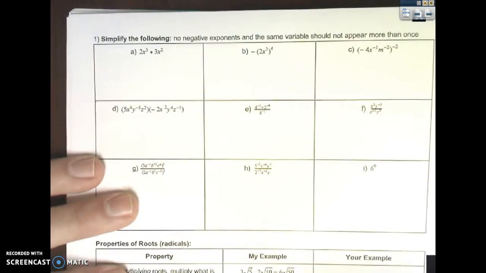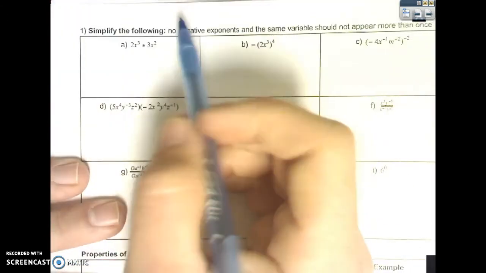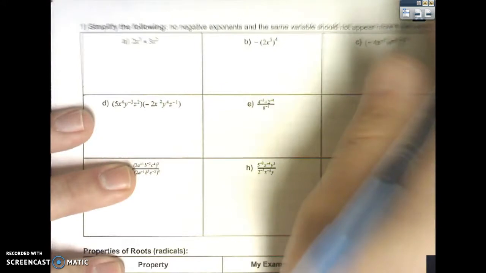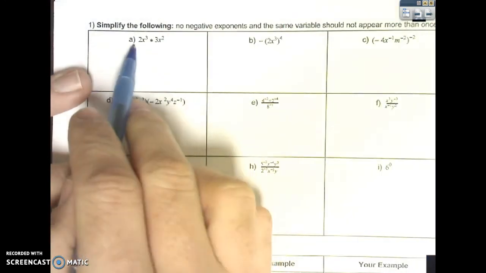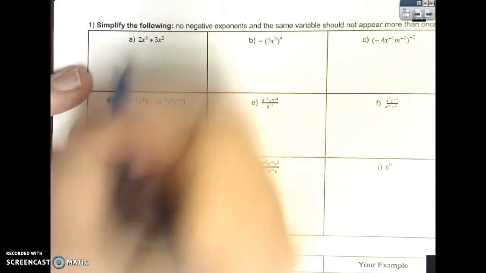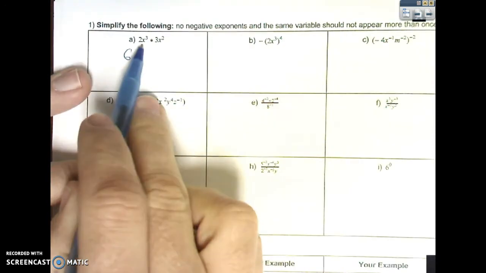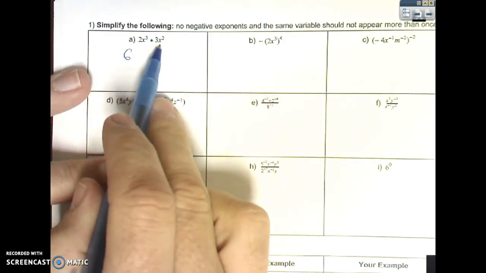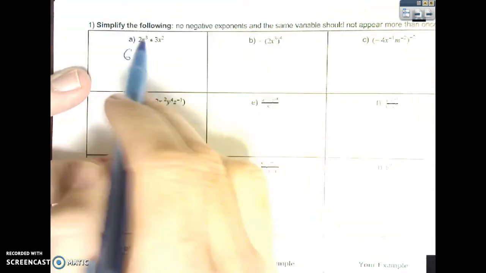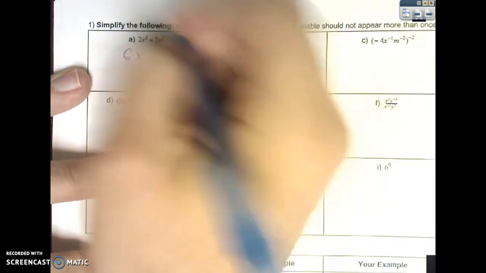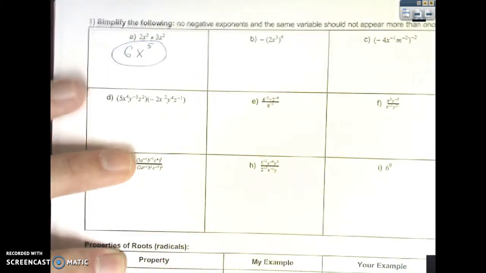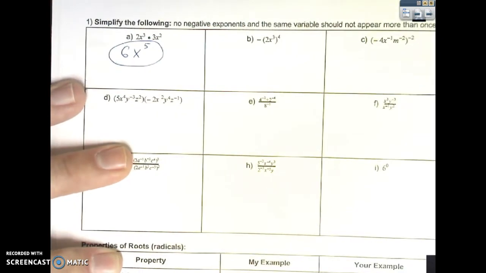I'm going to try to zoom in just a little bit more so that we can see this better. First one, part A. I'll try and do one of each type for you guys. We can do 2 times 3 first, which we get 6. As far as x to the third times x squared goes, we keep the same base and you add the exponents. 3 and 2 gives me 5. And that is all. That's all we're trying to do here. Okay? And we're in good shape.